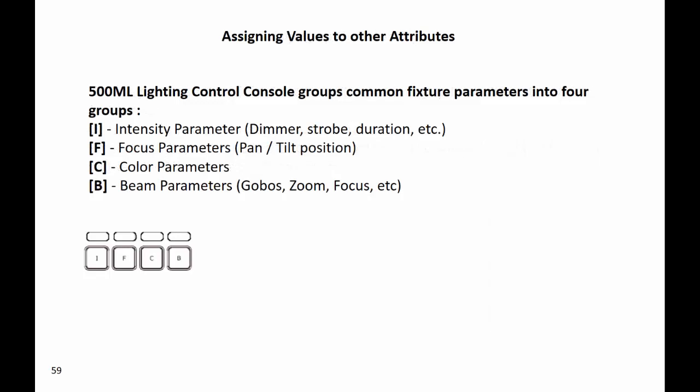So assigning values to other attributes. The 500 ml lighting control console groups common fixture parameters into 4 attribute families. I for intensity: dimmer, strobe, duration, etc. F for focus parameters, this would be pan and tilt options. C for color parameters: RGB, CMY, color wheels, CTO, etc. Or B, beam parameters. This is going to be everything that affects the beam. So all gobo parameters, zoom, iris, focus, shutters, prism, and etc.